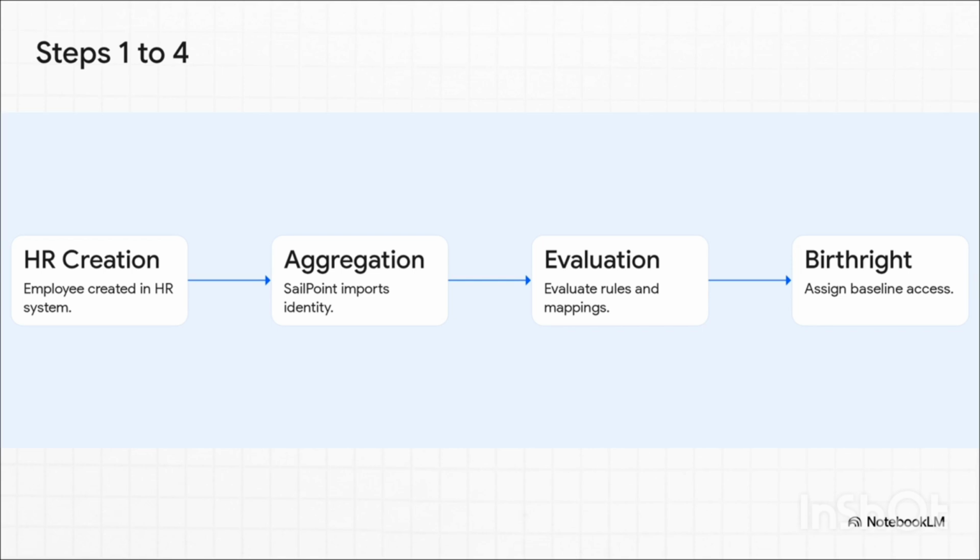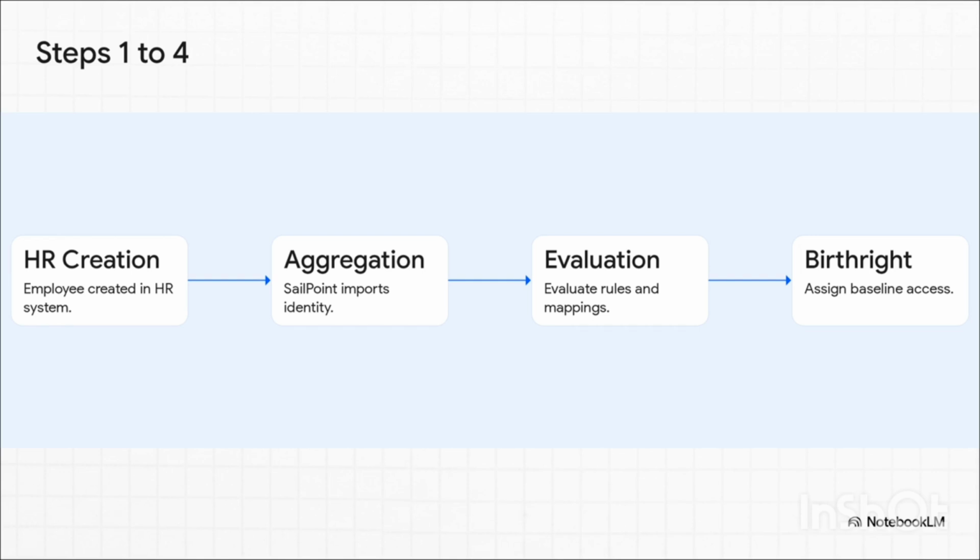Step 2 is identity aggregation. This is where SailPoint imports John's record and creates an identity with those specific attributes. Step 3 involves identity profile evaluation. SailPoint evaluates its internal rules and mappings. So, if the department is finance, it assigns the finance role. And this brings us nicely to Step 4, birthright access assignment.